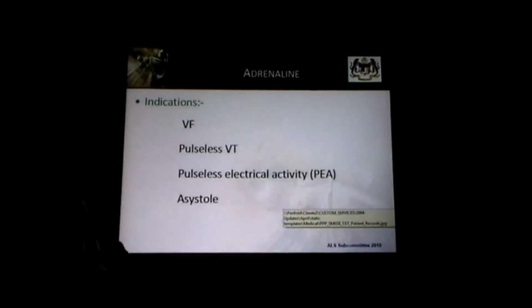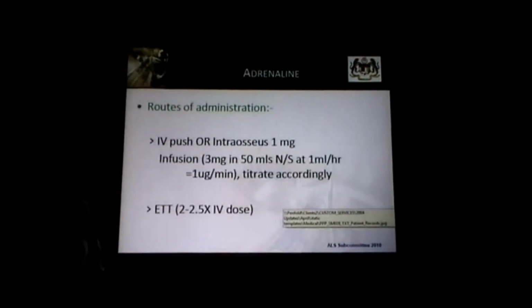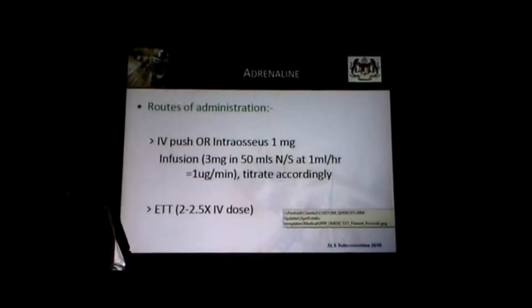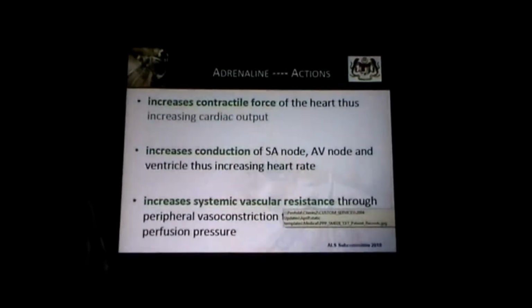These are the indications, basically in cardiac arrest. How you give: a rapid push, 1 milligram every 3 to 5 minutes. You also can give infusion, but not during resuscitation. In resuscitation, it's all about bolus. And via ETT is 2 to 2.5 times more.